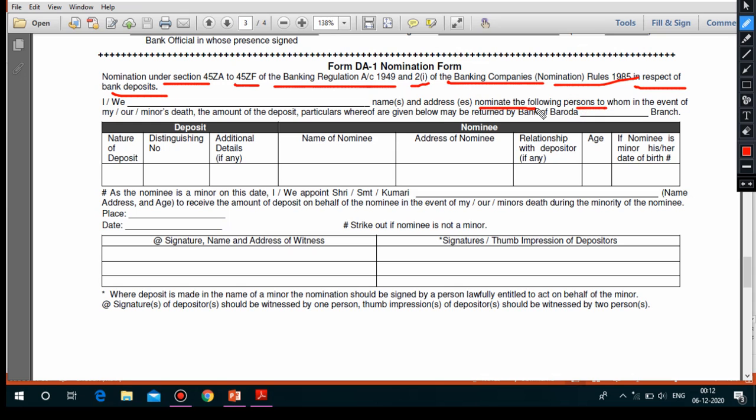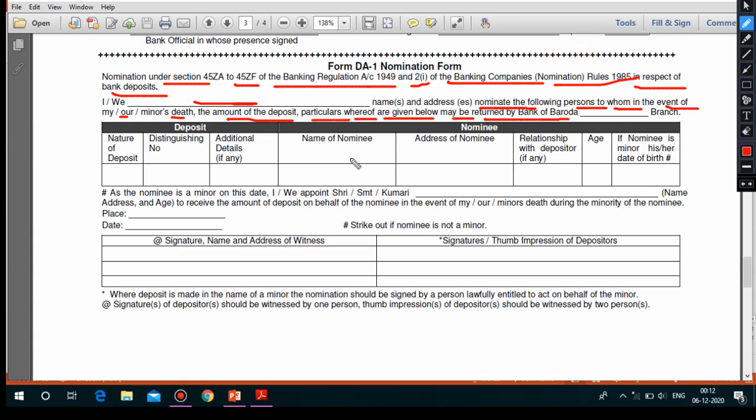See, this is important. Nominate the following person to whom, in the event of my death, the amount of deposit, particulars of which are given below, may be returned by the Bank of Baroda branch. Whatever amount of deposit the original customer was having, in the event of his death, the bank has to return the money to the nominated person.